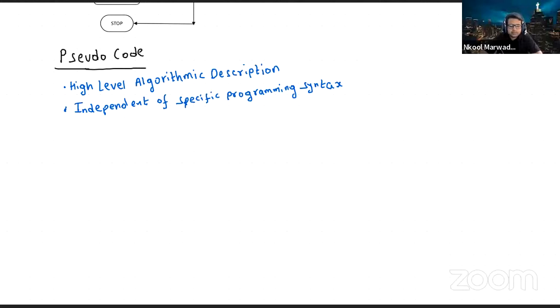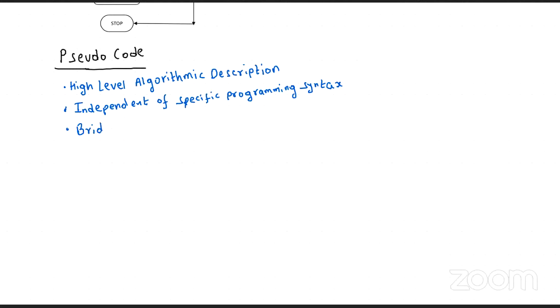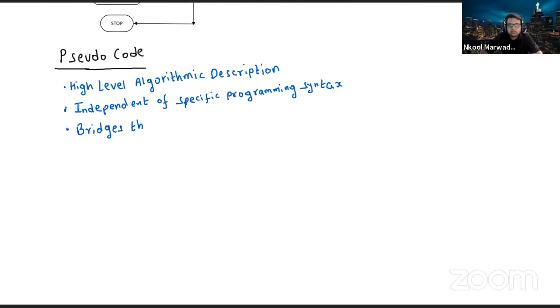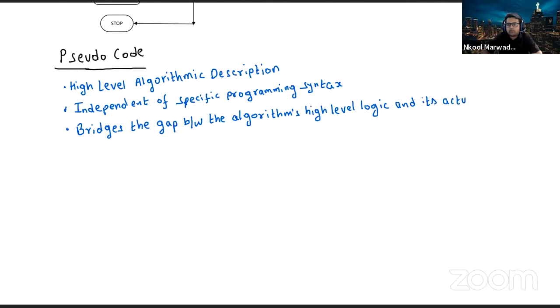So pseudocode basically bridges the gap between the algorithm's high level logic and its actual implementation in a programming language.